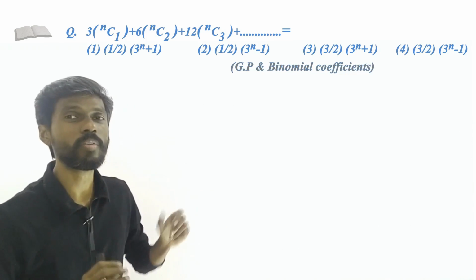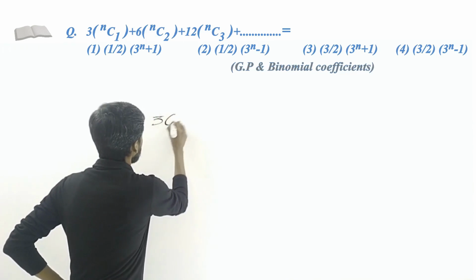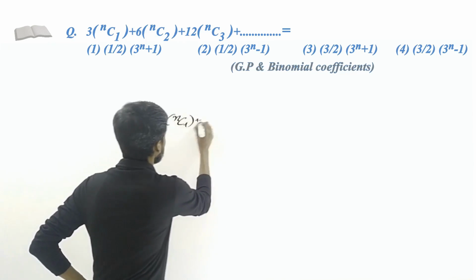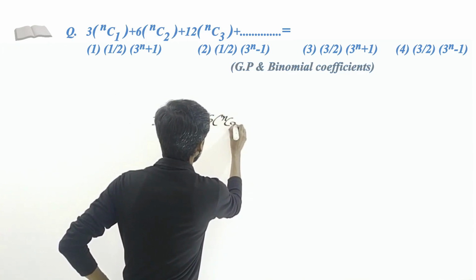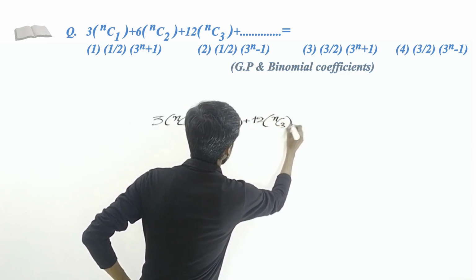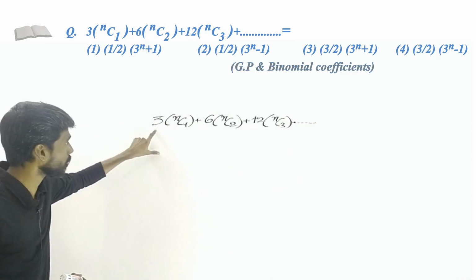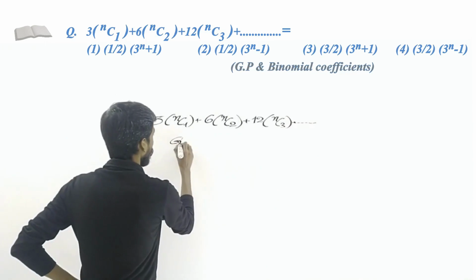Just like the last one, we write the general term. So here we have 3 multiplied by NC1, then 6 multiplied by NC2, then 12 multiplied by NC3. Now how to write the general term? Here it starts with NC1 only. So this is the first term, 3, 6, 12. These numbers form a GP, right?